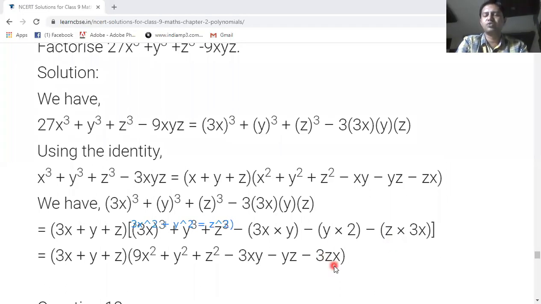So this is the factorized form: 3x plus y plus z, 9x square plus y square plus z square minus 3xy minus yz minus 3zx, so 3xz, one and the same thing. Very good, Prabgun and Aditya Patidar, you wrote the correct answer on the chat box.